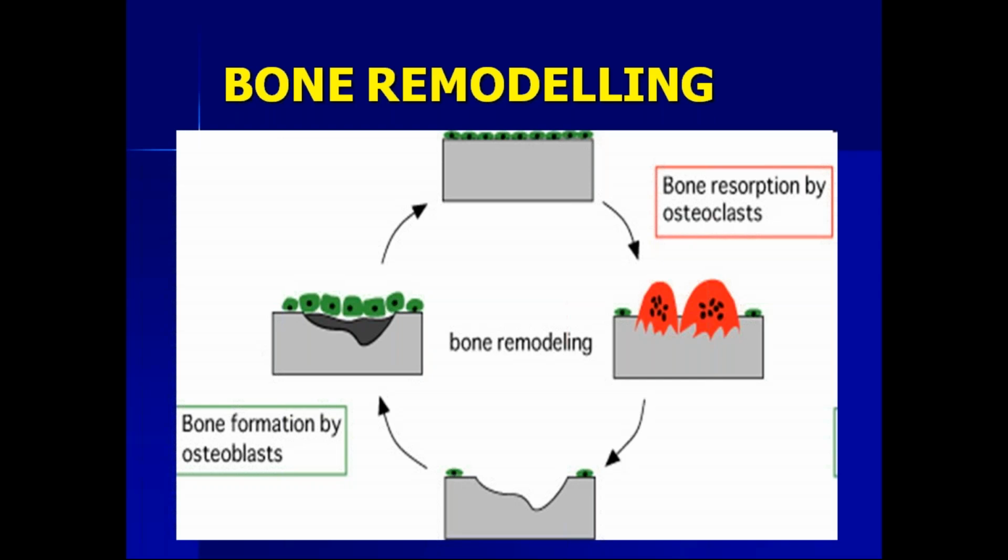Bone remodeling is an equal balance between formation and resorption. If you have equal bone formation by osteoblasts and bone resorption by the osteoclasts, then you have normal bone remodeling. Like skin, which gets remodeled, bone also has remodeling. If there is an imbalance, you will have disorders.